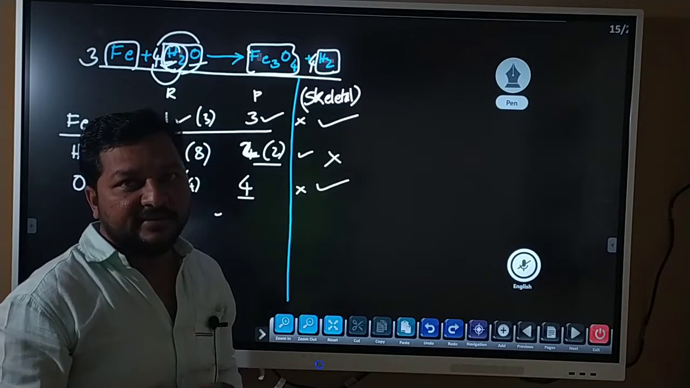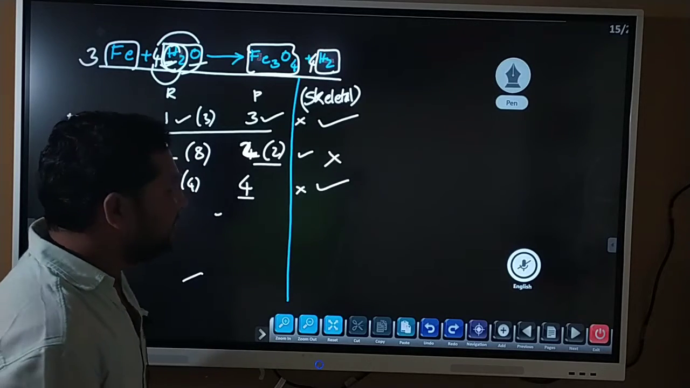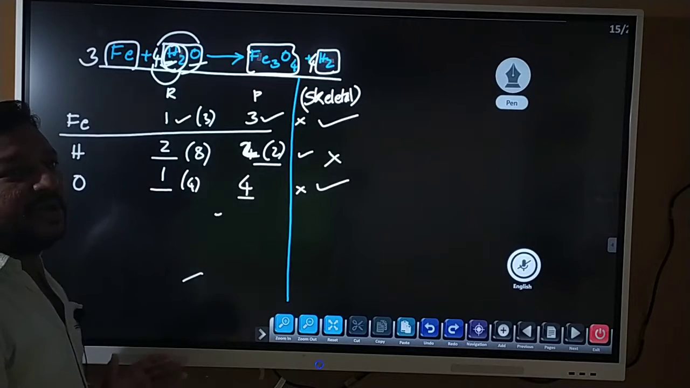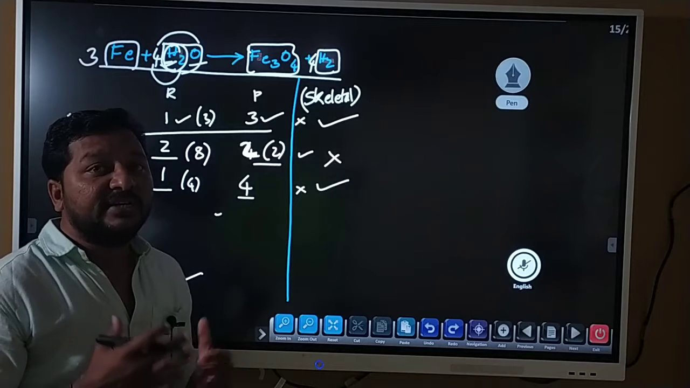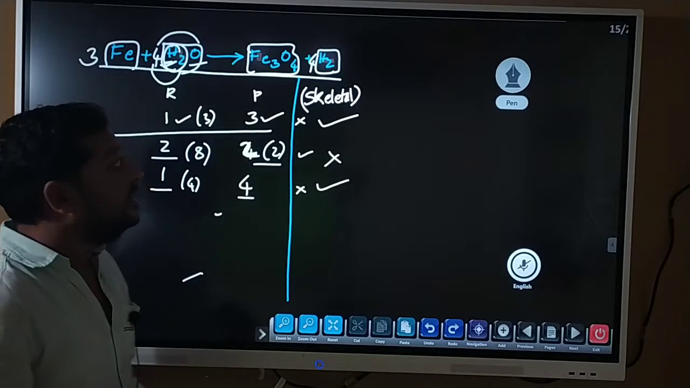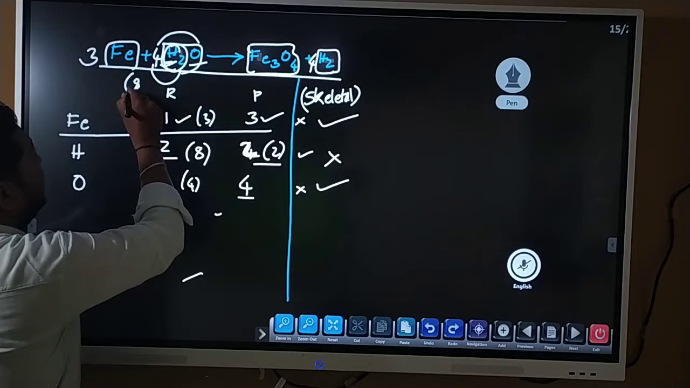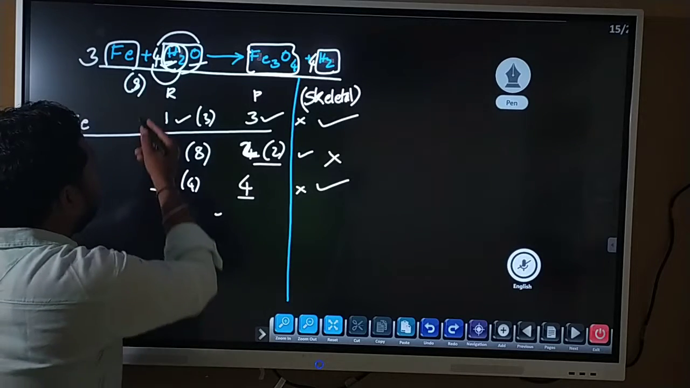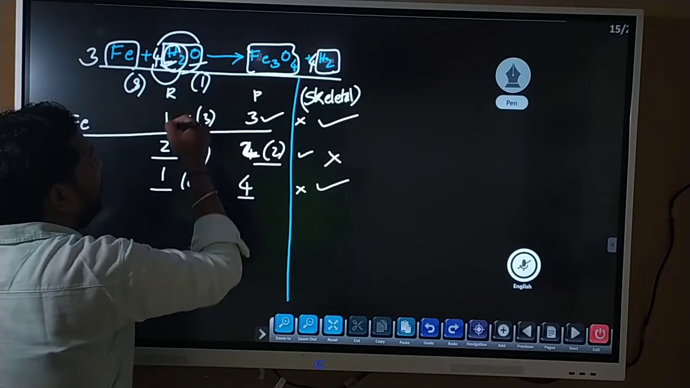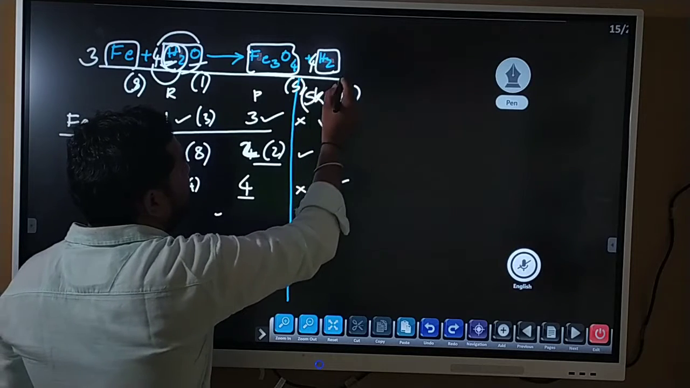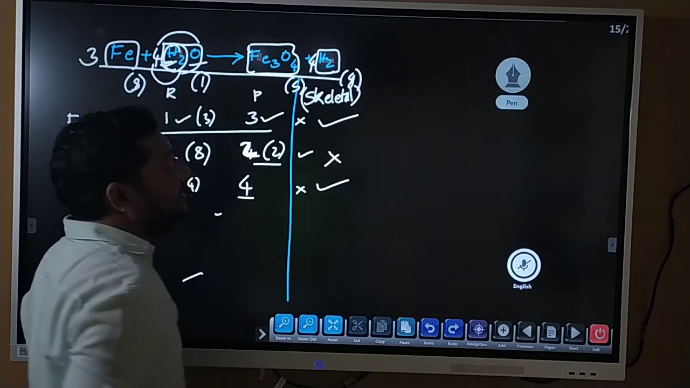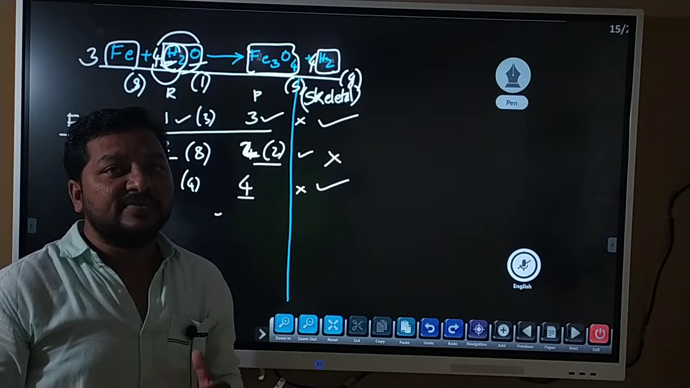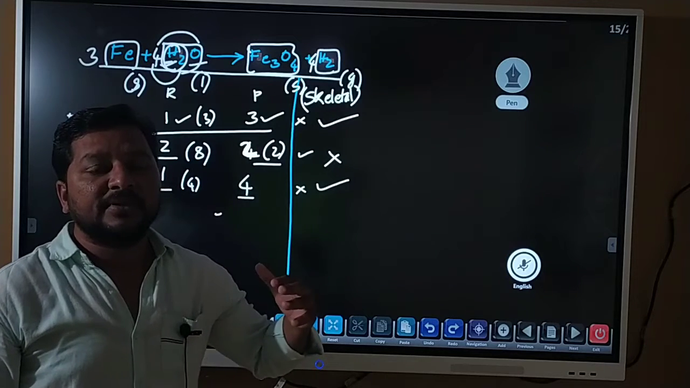Okay, it is clear. Now the last step, after converting the skeletal to a balanced chemical equation, is to write the physical states of the atoms and compounds. Iron we can obtain in solid form, that's why we write it as a solid. Here water is in liquid form, then Fe3O4 is also solid, and H2 hydrogen we collect in gaseous form. This is the last step in converting a skeletal chemical equation to a balanced chemical equation.